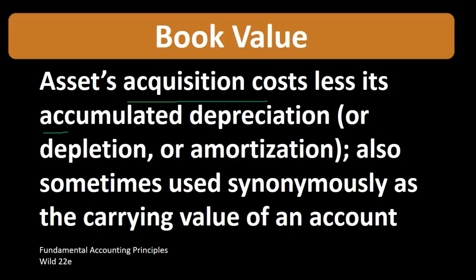Therefore, we're going to create another account called accumulated depreciation in the terms of property, plant, and equipment, and that will be the reduction of the value of the assets so that in order to calculate book value, we would say that we have the cost less the accumulated depreciation.